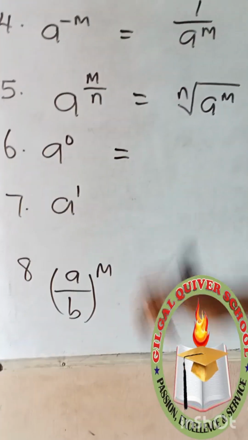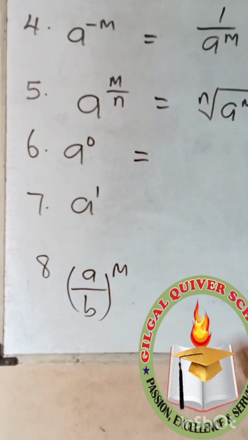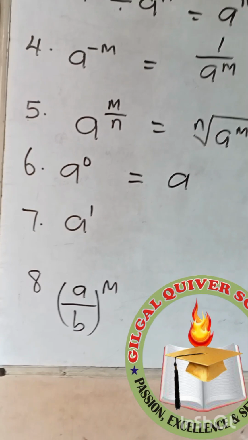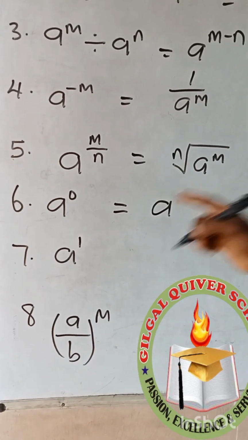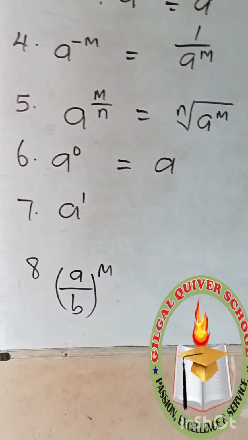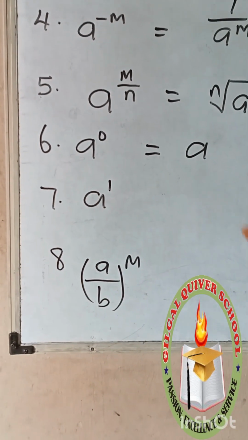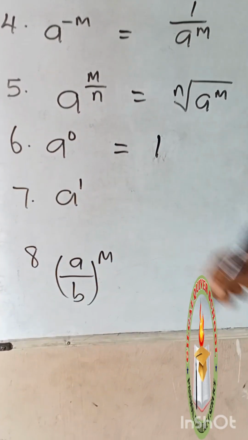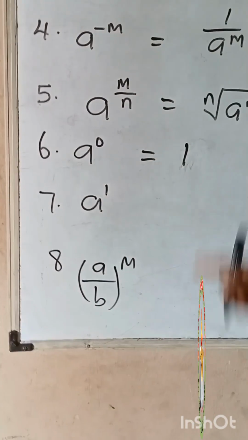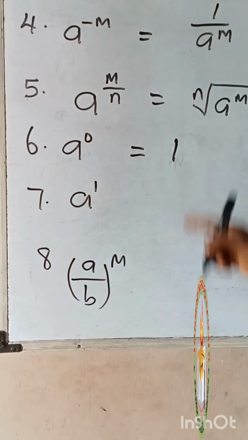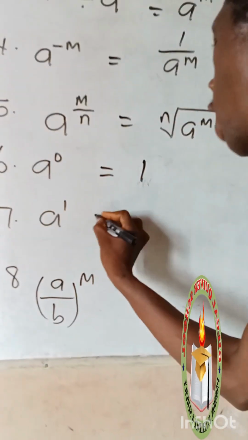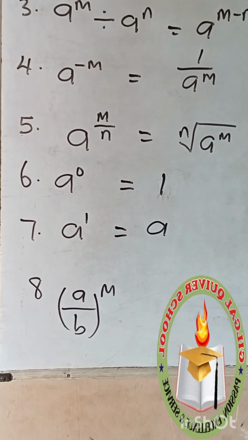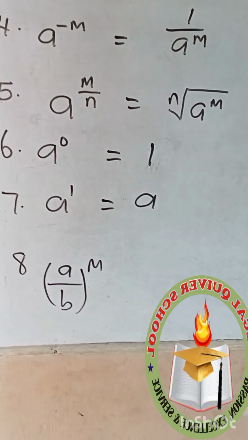Anything raised to power 0, did I say a? Sorry, it's going to be 1. 1000 raised to power 0 is 1. 1 million raised to power 0 is 1. Anything raised to power 0 is 1. Then if you have a raised to power 1, it is going to be a. So 2 raised to power 1 is 2. 10 raised to power 1 is 10.